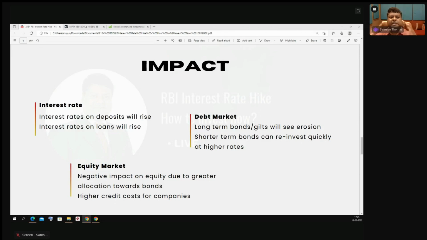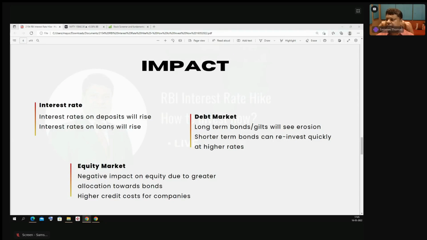So again, it is a matter of sucking out the liquidity, right? That excess liquidity will go to the banks and eventually to the RBI and out of the system. So interest rates on deposits will rise, and interest rates on the loans will rise. This is the primary impact for us as a common person, as a common man. It is the primary impact upon us.